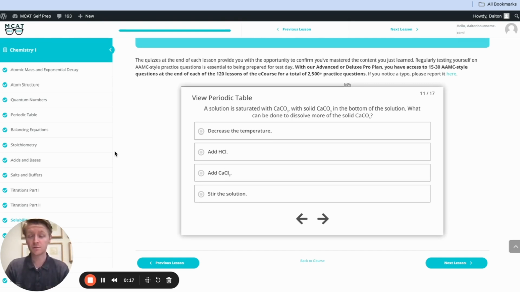Today's practice problem comes from the end of lesson mastery quiz in lesson 11 of the Chemistry 1 module. Be sure to hit pause and try this problem for yourself before watching my explanation.